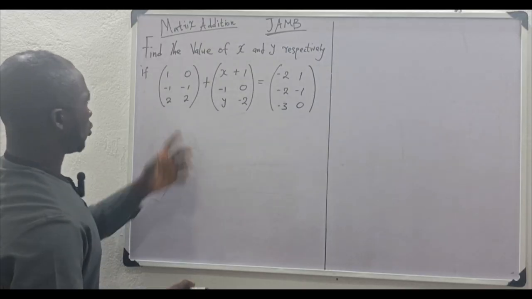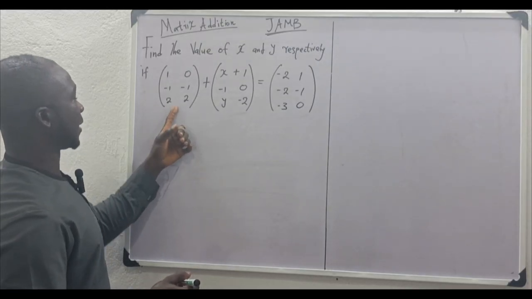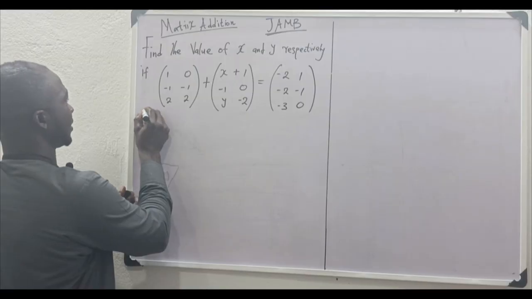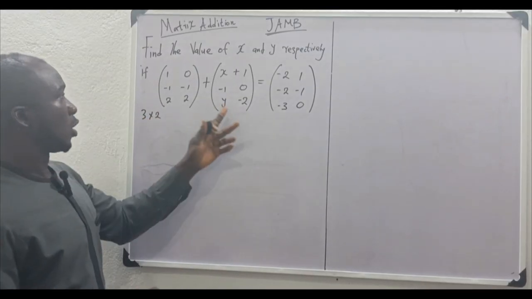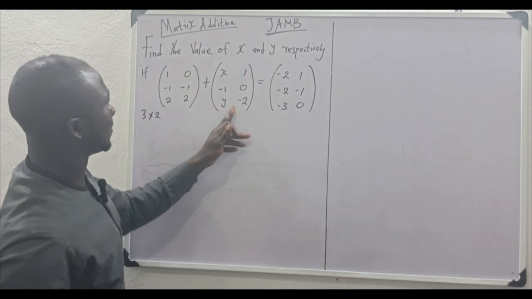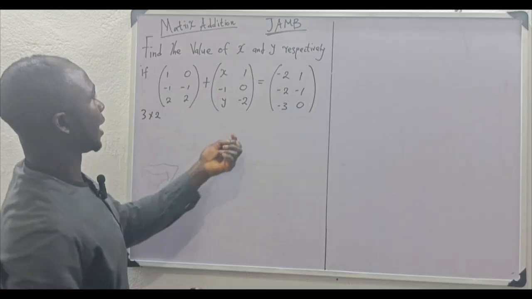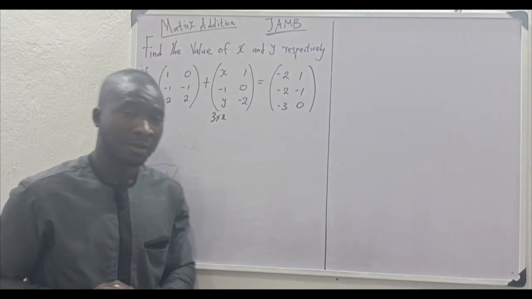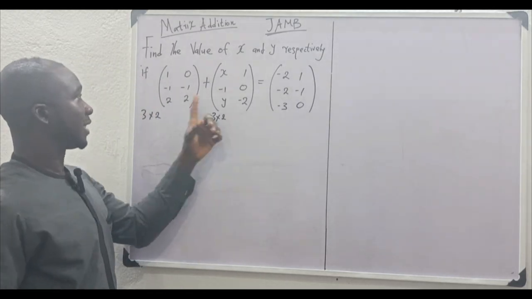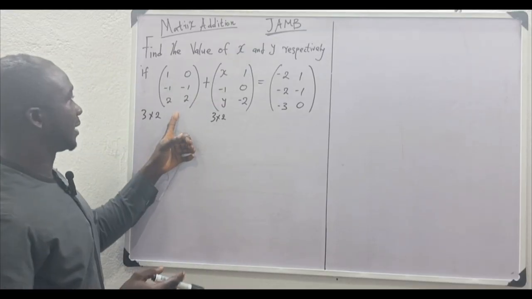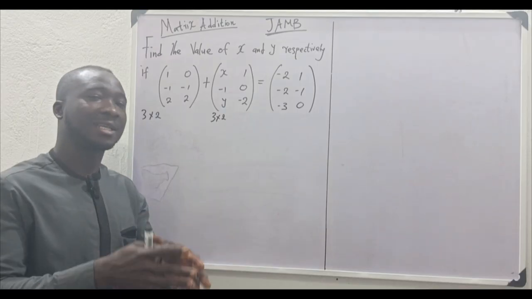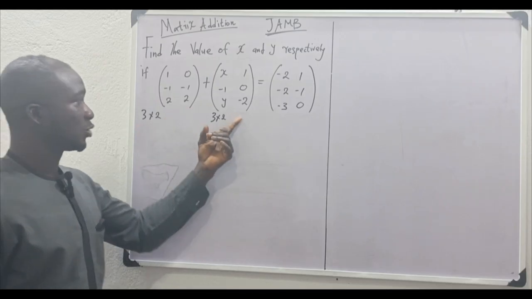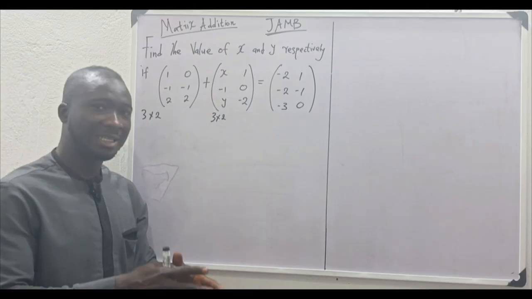First of all, we recognize that this matrix here has 3 rows and 2 columns. So this is a 3 by 2 matrix. Similarly, this matrix here also has 3 rows and 2 columns, so this is also a 3 by 2 matrix. This matrix addition is possible because the two matrices are of the same order or dimension. In other words, since this is a 3 by 2 matrix and this is also a 3 by 2 matrix, then the addition is possible.